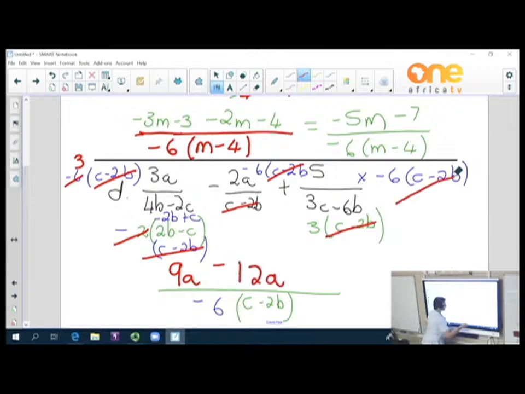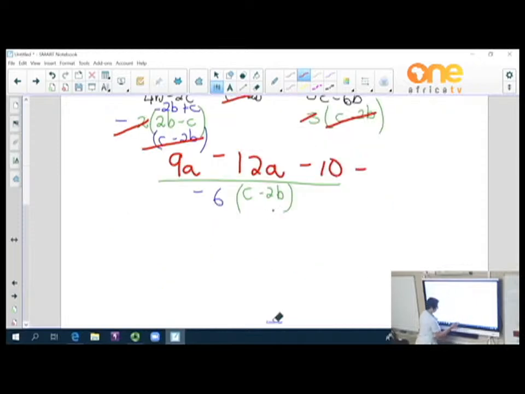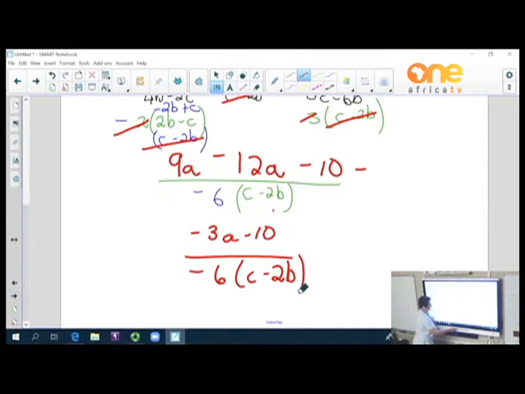This will cancel out. 3 divides into that one, negative 2 times, and this is then 5 times negative 2, which is negative 10. So the final answer here is then negative 3a minus 10 over negative 6, c minus 2b. Right, so this was then with signs that we have to look at there.